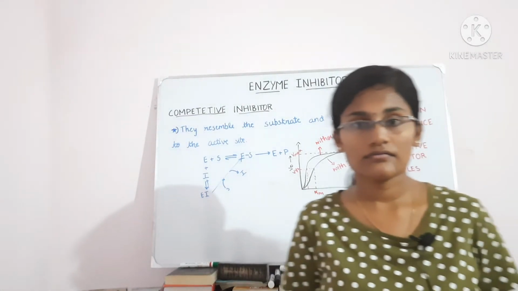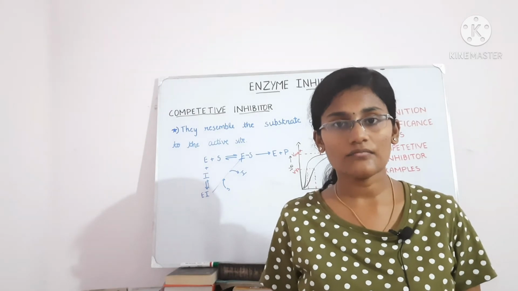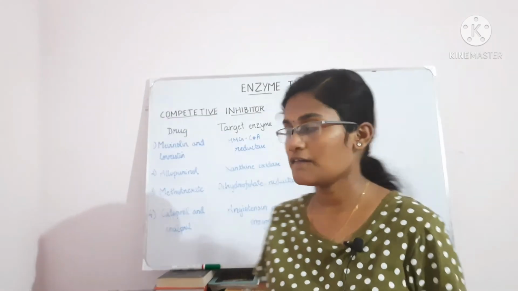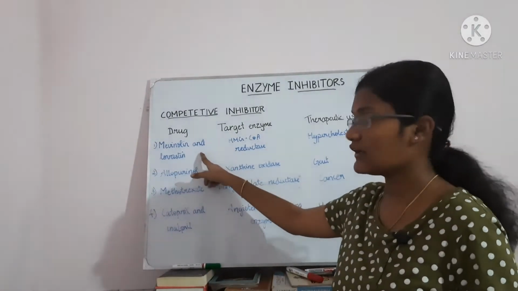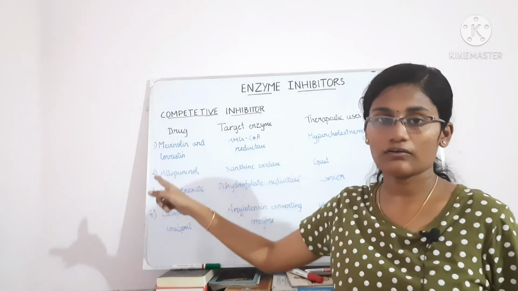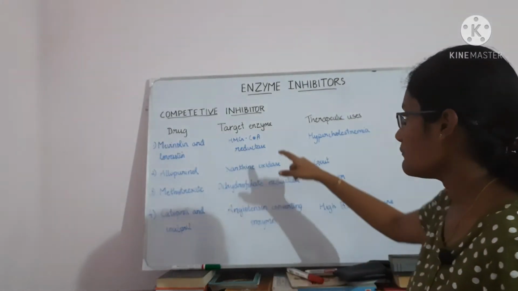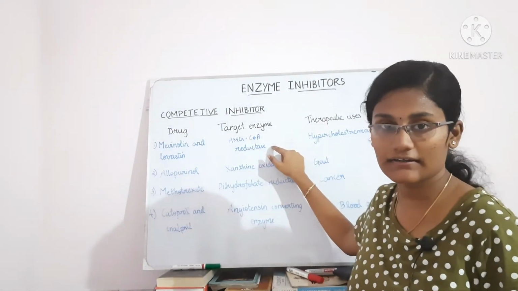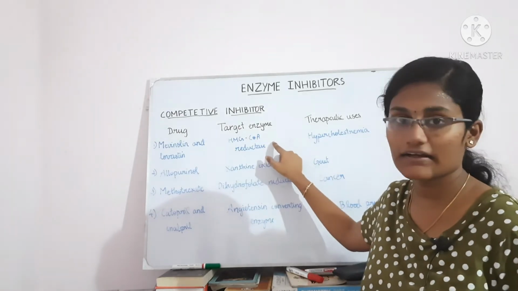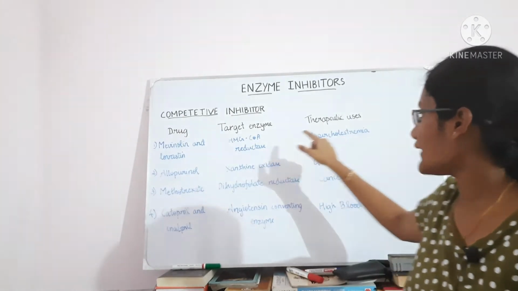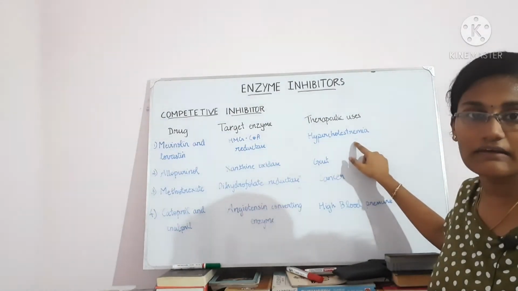Okay, now let's talk about the examples of the competitive inhibition. So the first is mevinolin and lovastatin. Mevinolin and lovastatin are drugs which are inhibitors, and they inhibit the enzyme HMG-CoA reductase, and HMG-CoA reductase is involved in the biosynthesis of cholesterol. So that's how the cholesterol level is lowered.